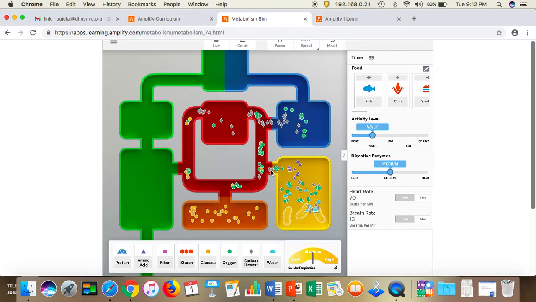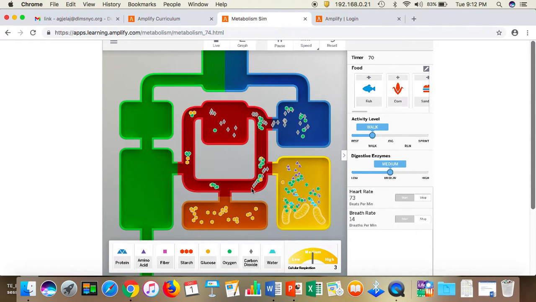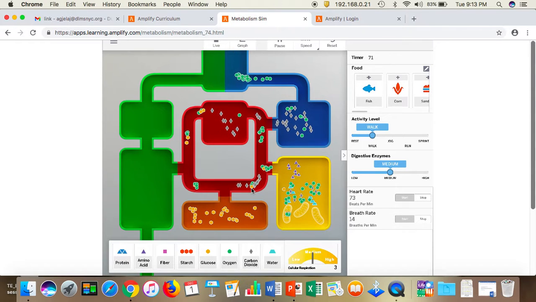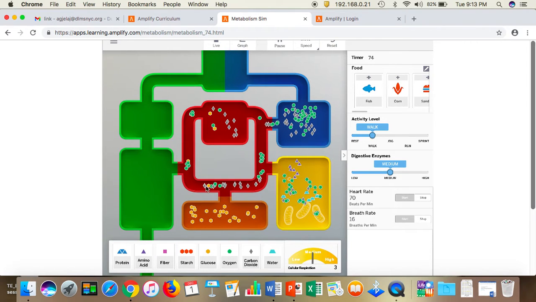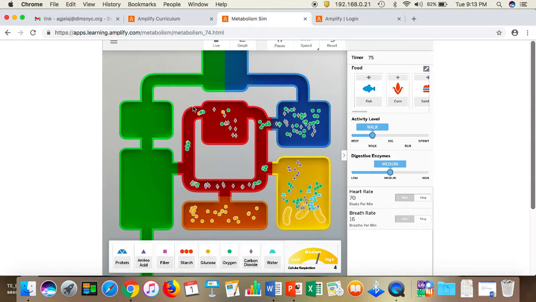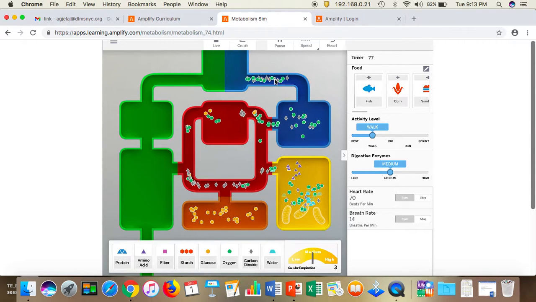The carbon dioxide leaves the cell, right? The same way that it leaves our body. We don't keep carbon dioxide in. The cells, the mitochondria, also expel the carbon dioxide that goes into your circulatory system, right? And travels all the way out.